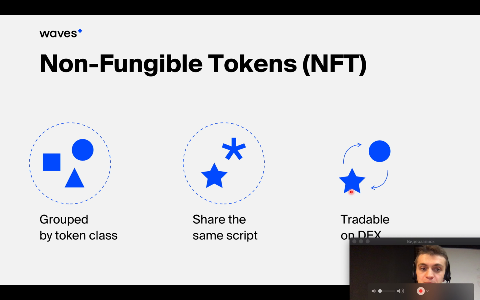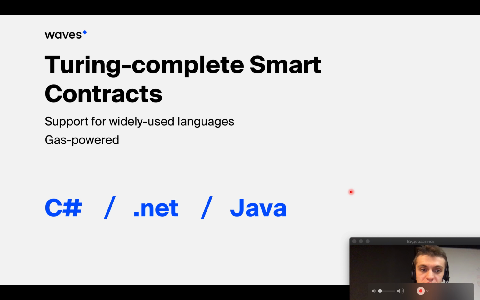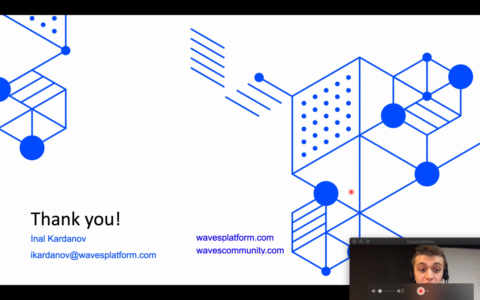And I think in the near future we'll also have non-fungible tokens, not with data transactions. I think we'll have them in the core. We actively work on it, so in the near future we'll have NFTs. And also Turing complete smart contracts, but I hope in the future we will make a separate video about Turing complete smart contracts for Waves. That's it.